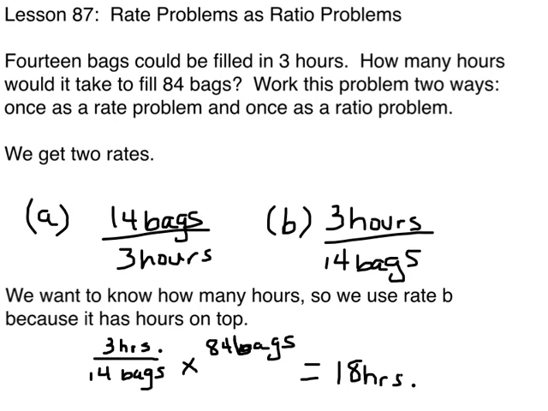Hello, this is Lesson 87 in Saxon's second edition, Algebra 1/2. This lesson is on rate problems as ratio problems. We've been working with ratios. We've got a good handle on that now. And so we're going to work just a couple of problems here today because this is not a terribly new concept. Okay, it's going to be an easy transition for you.